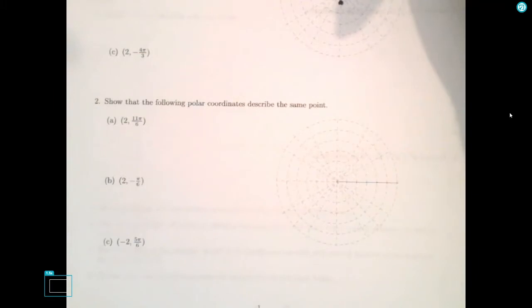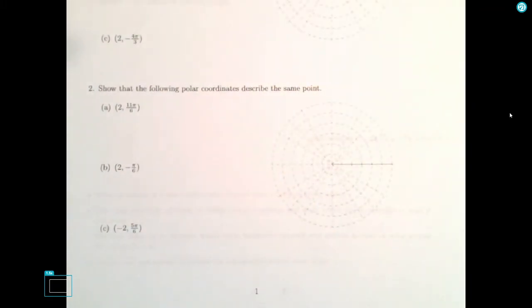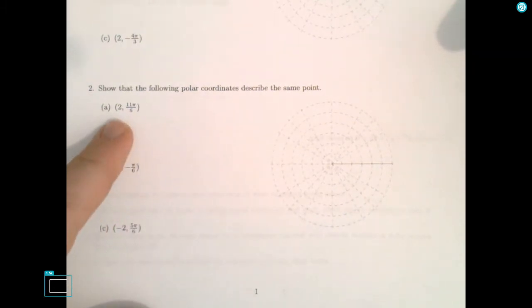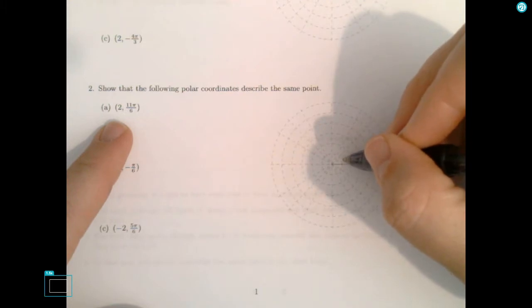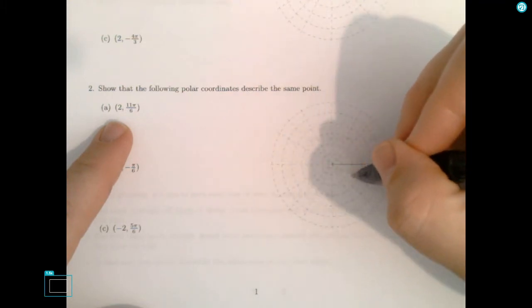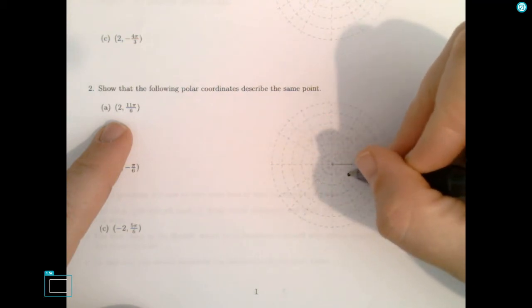Let's show that the following polar coordinates describe the same point, right? So this is something that does not happen with rectangular coordinates. With rectangular coordinates, each point is unique. There's only one way to describe it. With polar coordinates, there are infinitely many ways to describe each point. So for example, 2, 11 pi over 6. So 11 pi over 6, we've got pi over 6, 5 pi over 6, 7 pi over 6, 11 pi over 6 puts us right here. The radius of 2 puts us there.